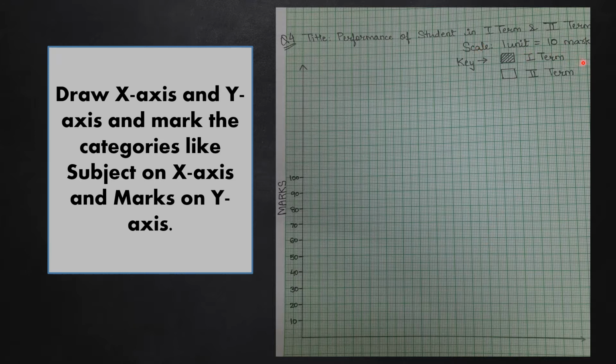Scale: 1 unit is equal to 10 marks, as you can see here. It starts from 0, 10, 20, 30, 40, 50, 60 and so on. The key is very important because when we are drawing a double bar graph, we need to tell which bar represents which particular data series. Here we have two series, first term and second term. So this dashed bar will represent the first term and the plain bar will represent the second term. Now let's start drawing the bars.